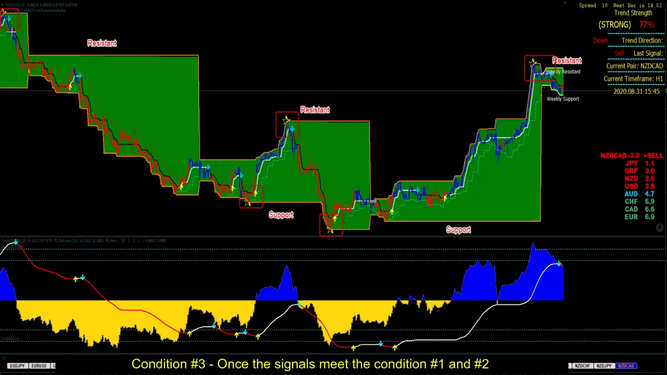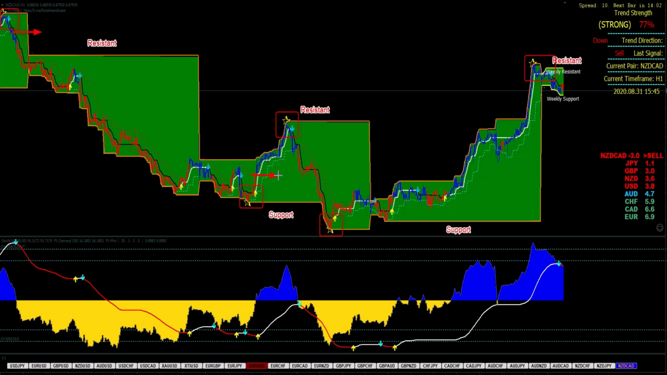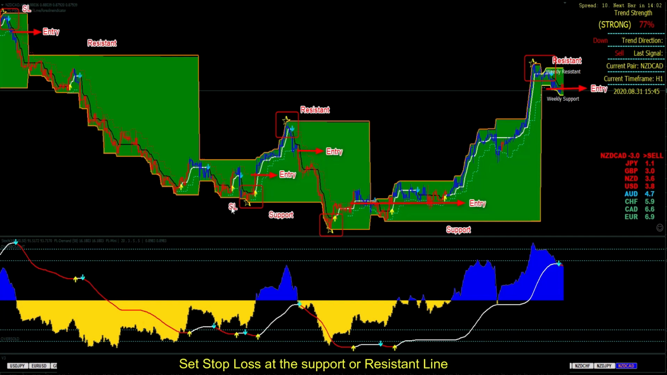Number 3. Once the signals meet condition number 1 and number 2, enter sell or buy if the candlestick crosses the up and down trend line. And set the stop loss at the resistance or the support line.